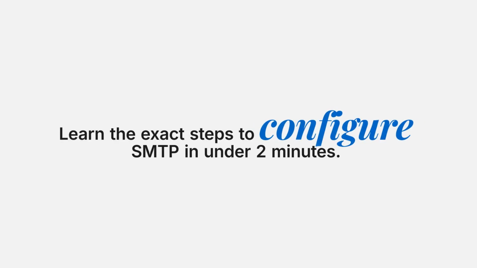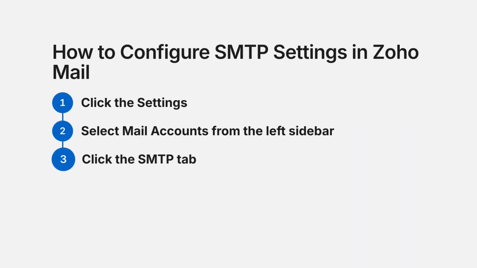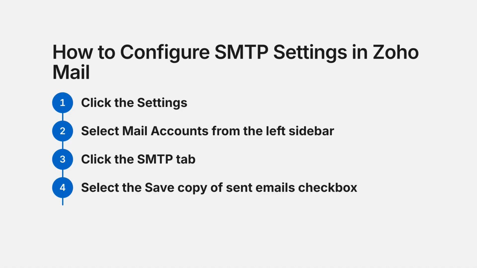Struggling to send emails from your app because Zoho Mail SMTP settings are hidden? Learn the exact steps to configure SMTP in under 2 minutes. First, I'll show you where to find the settings, then how to enable the Sent Copy option. Let's dive in.